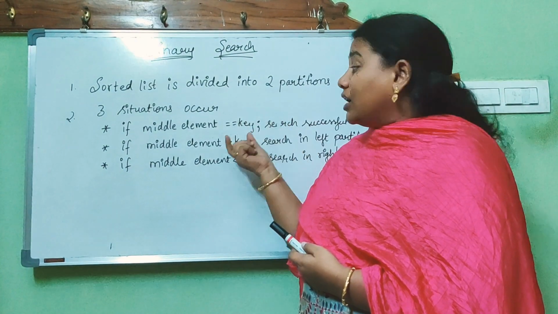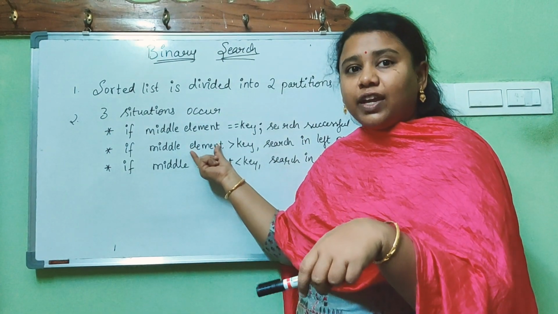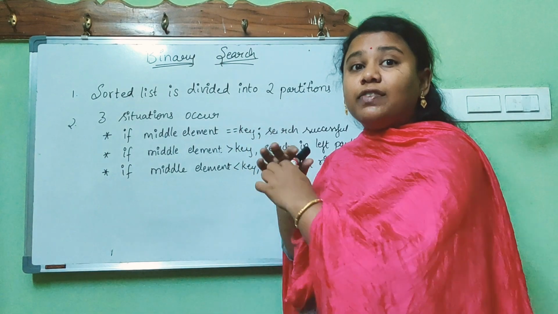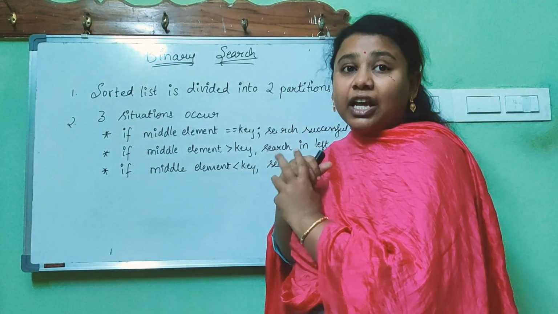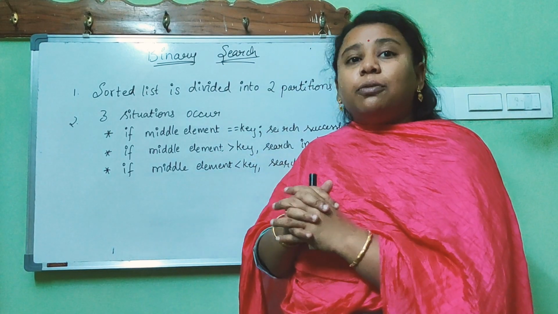Now if the key element is less than the middle element, or we can say the other way, if the middle element is bigger than the key element, we will always search in the left partition, otherwise in the right partition. We will deal with it through an example. It will be more clear.